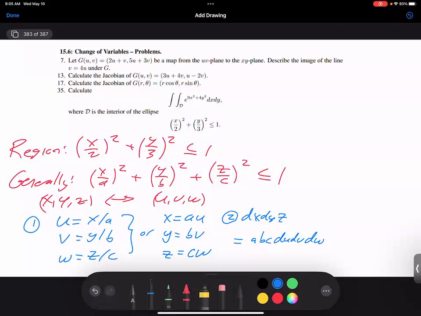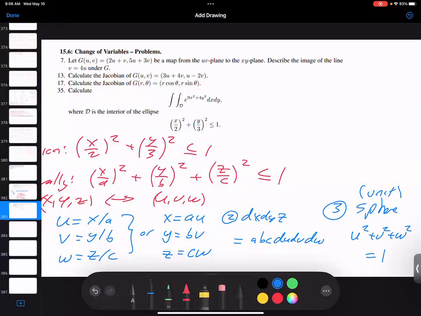What does the region look like? Well, originally it looks like an ellipsoid. What does it look like now when I go into uvw space? What equation do I get? I'm going to get a sphere. In fact, I'll get a unit sphere, and it'll just be u squared plus v squared plus w squared equals 1.